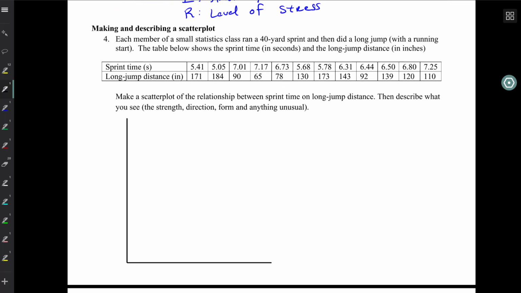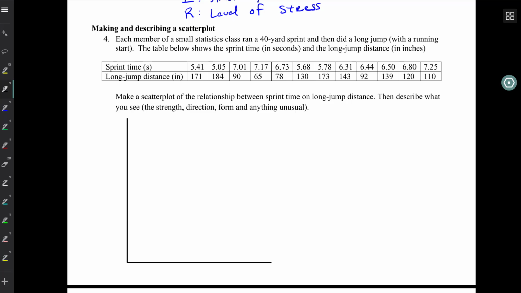So each member of a small statistics class ran a 40-yard dash and then did a long jump with running start. The table below shows the sprint time in seconds and the long jump distances. Okay? We want to make a scatter plot to show the relationship between sprint time and long jump distance. Okay, and then we're going to describe what you see, the strength, direction, form, and anything unusual, all those things that we're supposed to describe when we're looking at quantitative bivariate data.